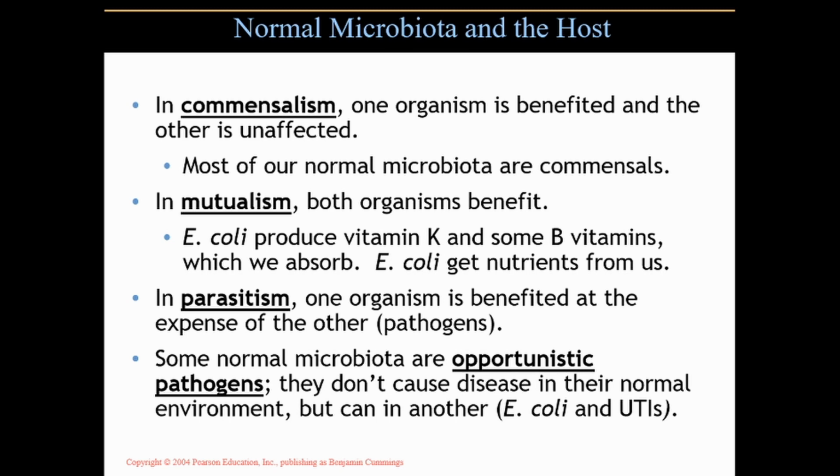Some normal microbiota, as I mentioned just a couple minutes ago, are opportunistic pathogens. They don't cause disease in the normal environment, but in another environment they can. So E. coli living in our large intestine, everybody's happy, it's all good. But they get out of the large intestine and get into our urinary tract and cause UTIs as a result of that. So that's an opportunistic infection. E. coli has been given the opportunity to infect, and that's why they're called opportunistic infections. And E. coli is a culprit there.